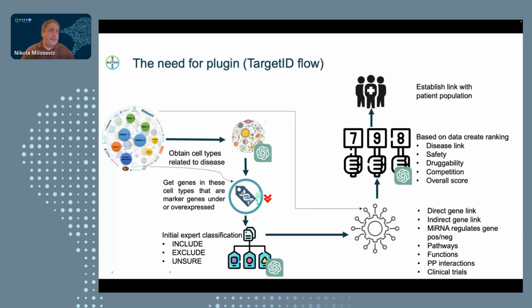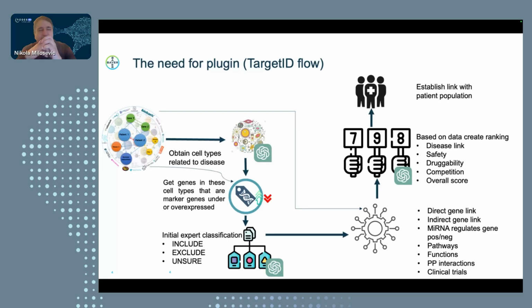So basically, to find a gene that we can target in order to treat a certain disease, in case you are not from the life sciences. The pipeline that we tried to do is that we look at the cell types, then we queried language models, asking them to filter to the cell types that are relevant for the given disease. And then we would query a knowledge graph again to get genes in those cell types that are either marker genes and that are either under or overexpressed.